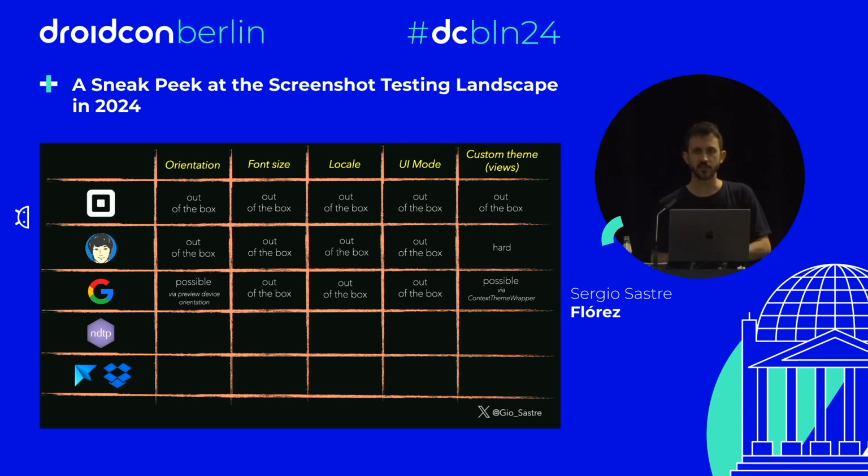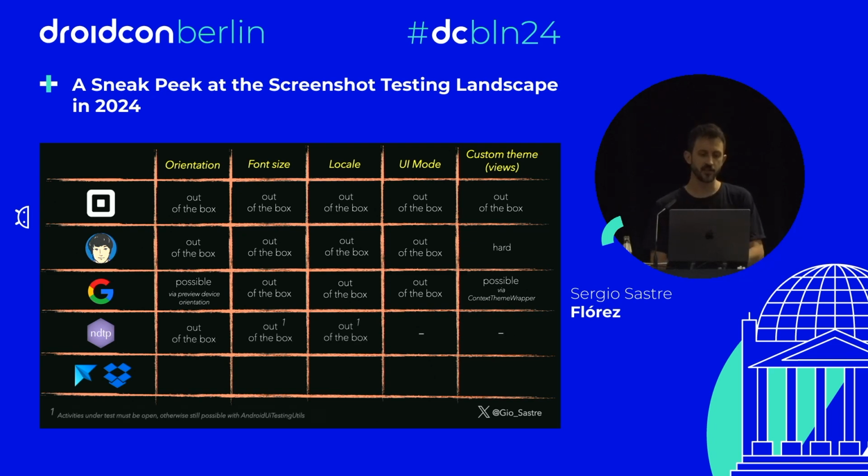For orientation, for example, in the preview, you can give a parameter called device, a comma-separated string where you can set the width and height of the device, the density, and also the orientation. And with the custom theme, as we have seen previously, you wrap it with an Android view composable, which provides a context, and you can use a context theme wrapper to apply the theme.